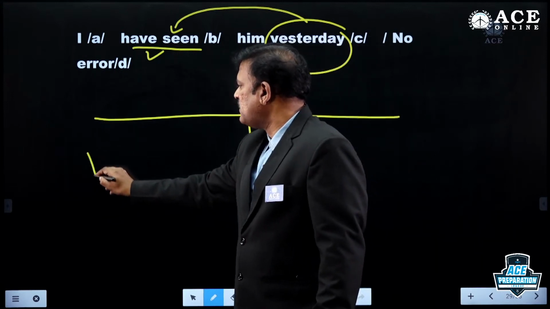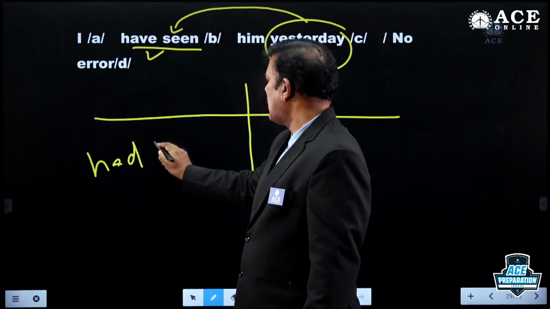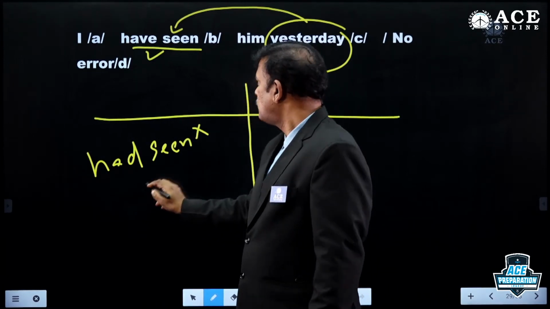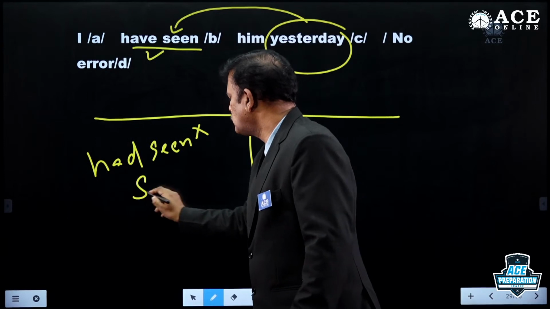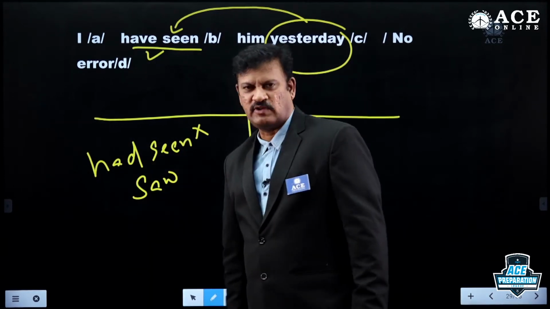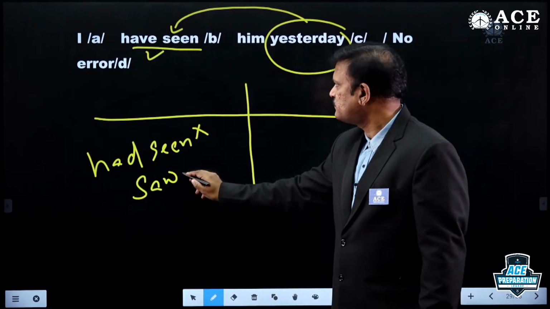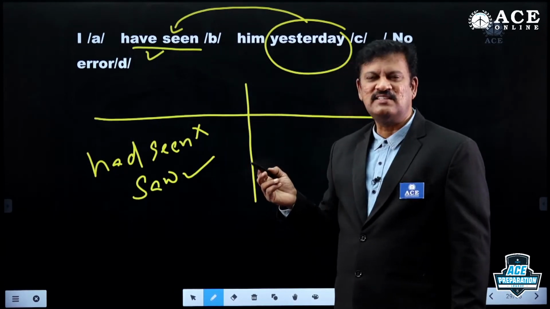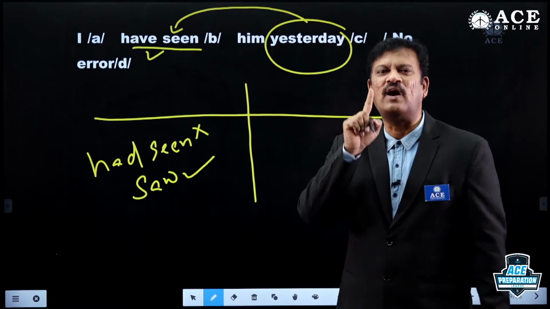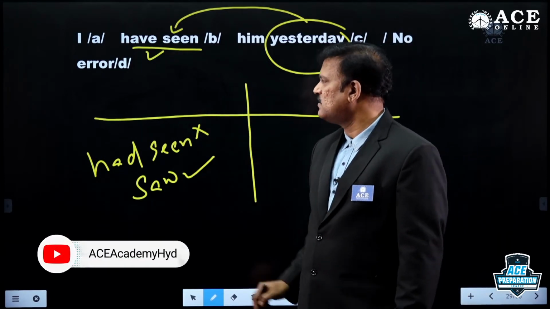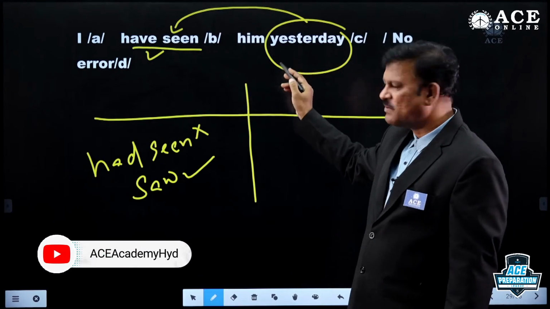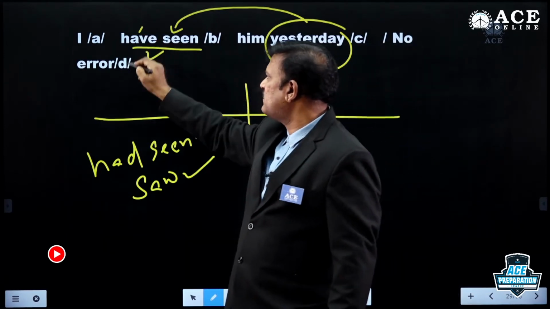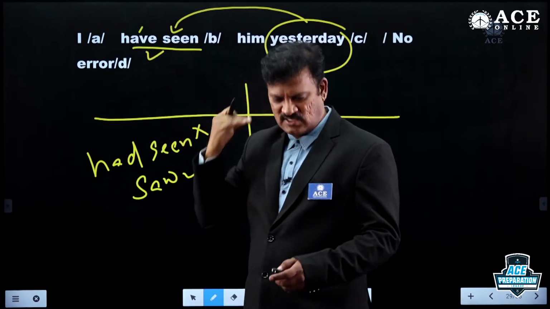If you have given me had seen, you are wrong. If you have given me saw, you are right. I told you. Why can't I use this one? This is not past of the past. There is only one action in the past, so it has to be this. So this is a common mistake. That is the reason this fellow has given have seen. They see yesterday, past, I know. And straight away they take this have and put it into had. That is wrong.